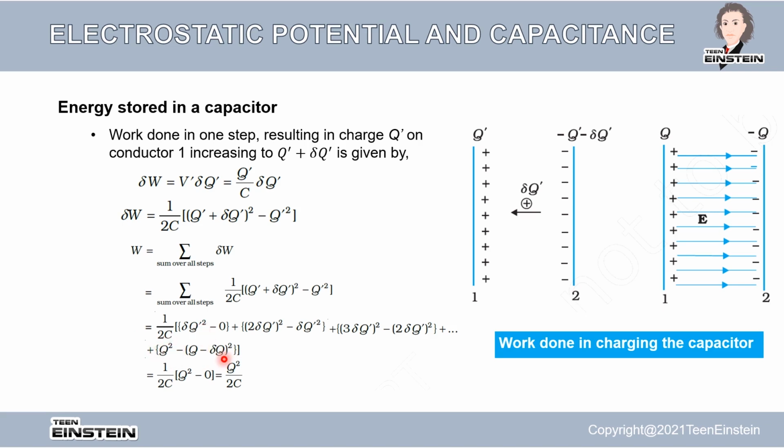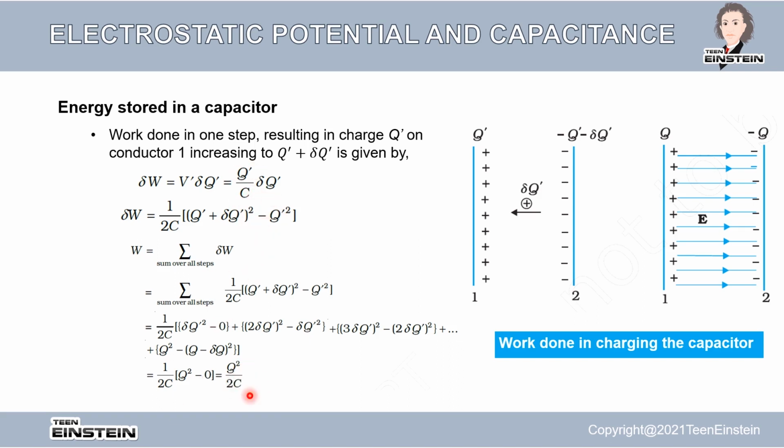If you simplify this, finally you will just have this Q squared factor left, because this delta q dash squared and this will get cancelled. Similarly, this and this will get cancelled, and the next terms will keep getting cancelled, and finally you will be left with Q squared minus 0, which is nothing but Q squared by 2C. This is very straightforward, because the work done is going to be equal to Q squared divided by 2C. That's what we started with, right?